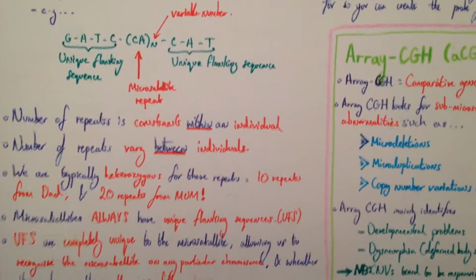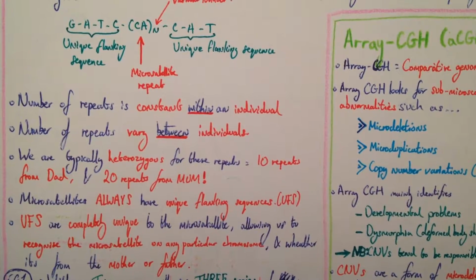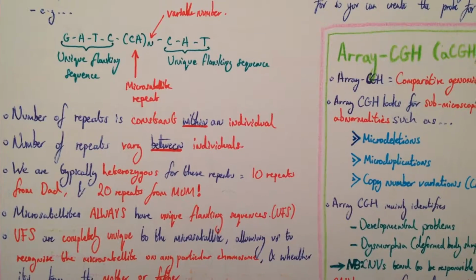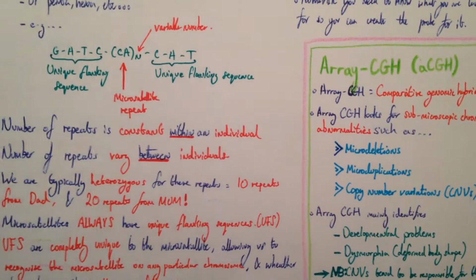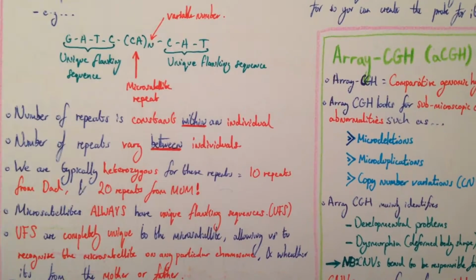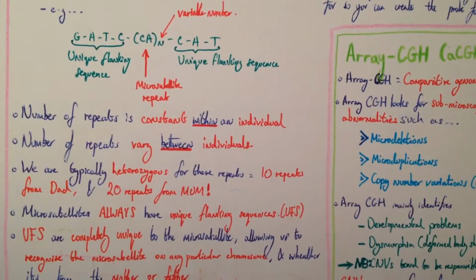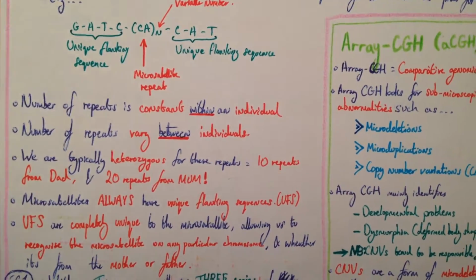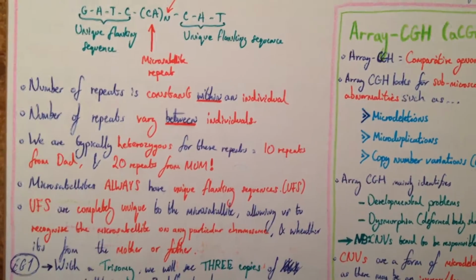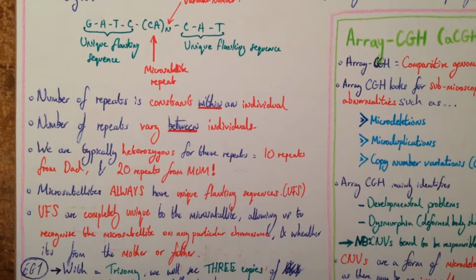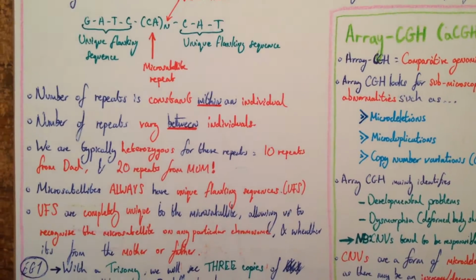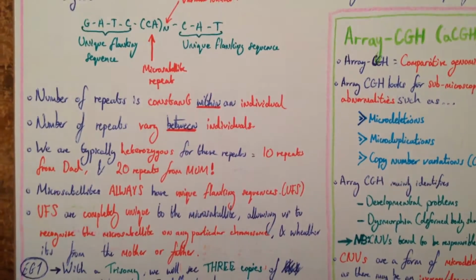The number of repeats of the microsatellite is constant within an individual. For example, in myself, I might have the microsatellite repeated 10 times, whereas in someone else it might be 11 times. So the number of repeats varies between individuals. We're typically heterozygous for these repeats. For example, the 10 repeats may come from dad, and 20 repeats may come from mum.